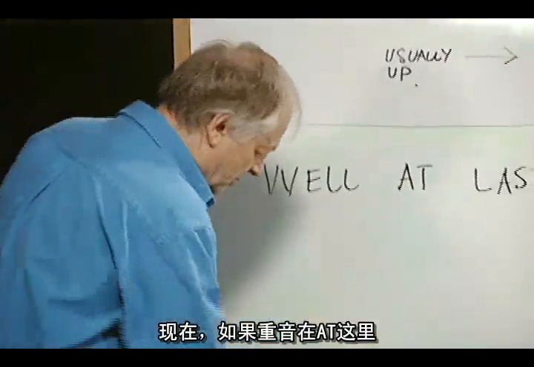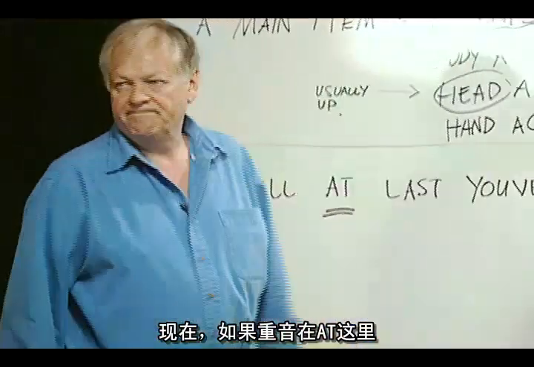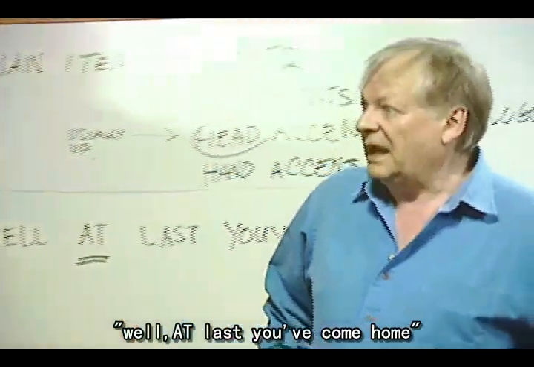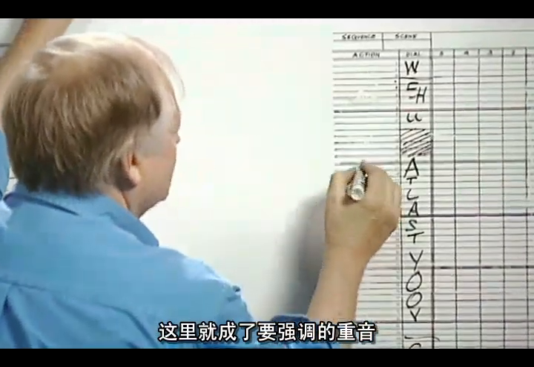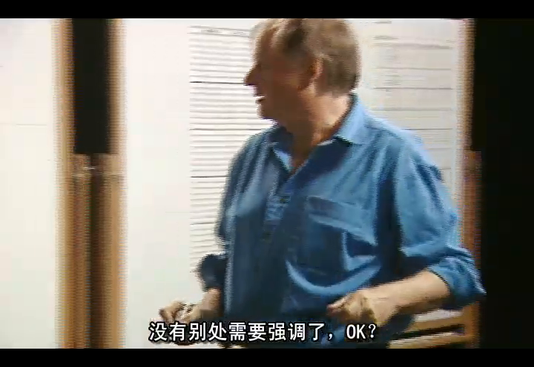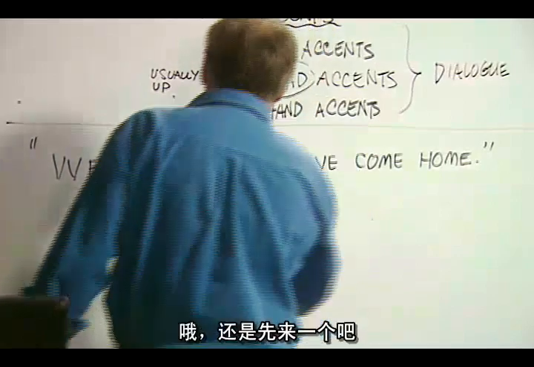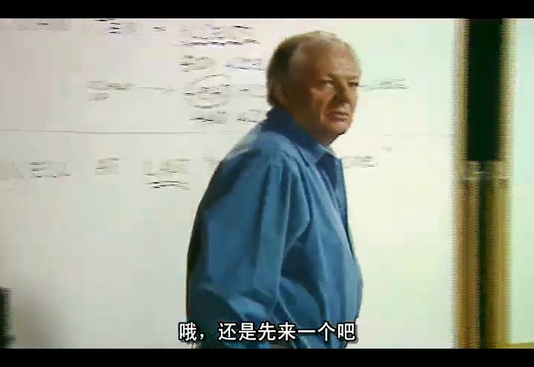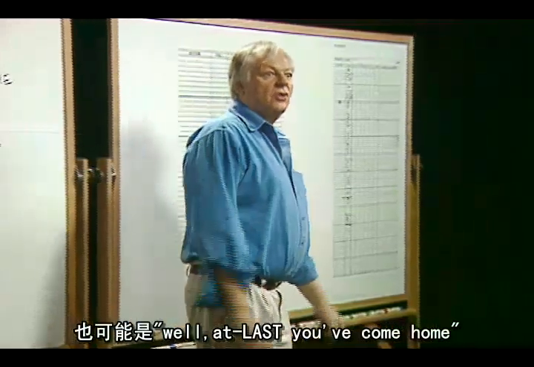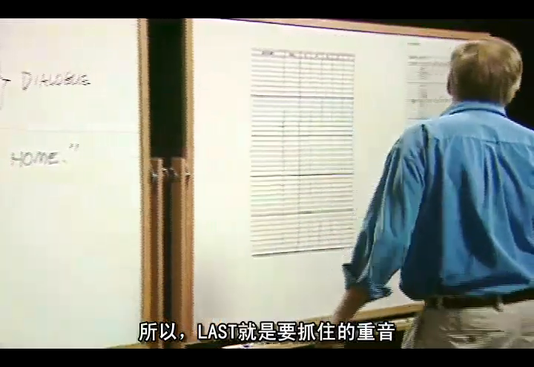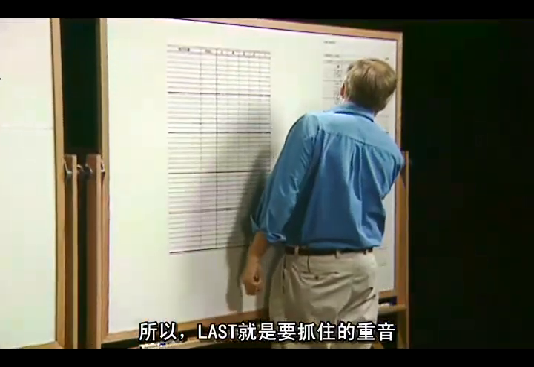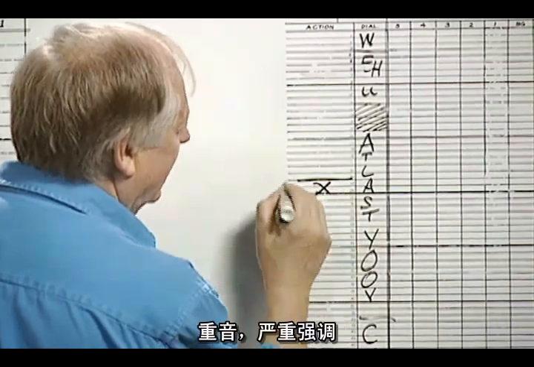Now, what about if the reading is, well, at last you've come home. There's your big accent. There's no other accent in the sentence, okay? Now we could hit two, or let's just go for this one. Well, at last you've come home. So "last" is your hit, again on the vowel. Big accent.